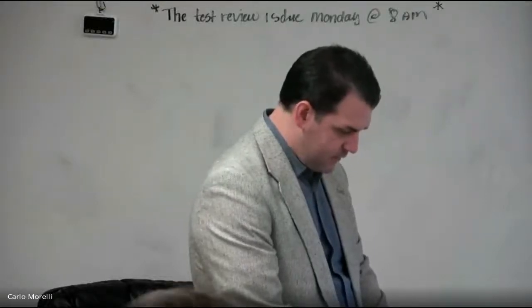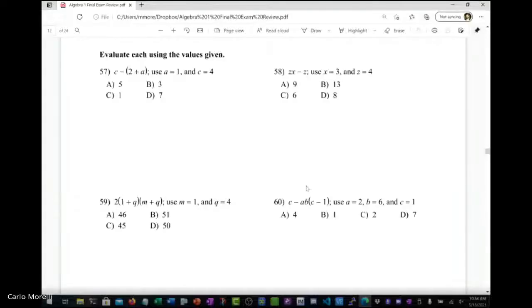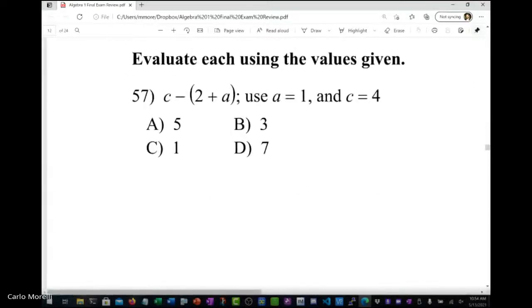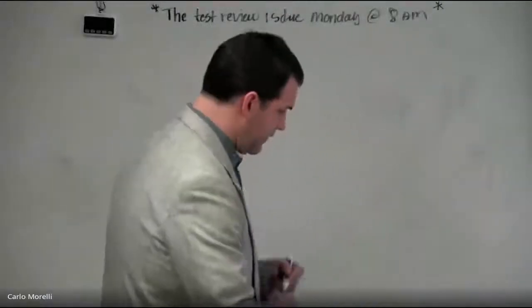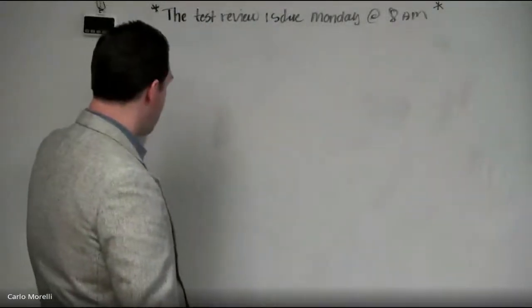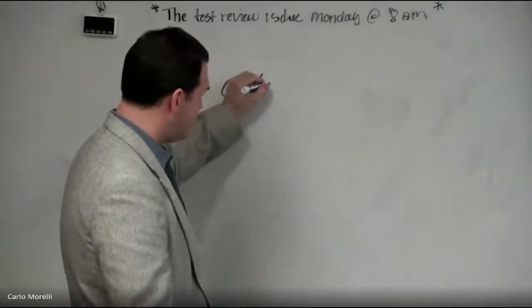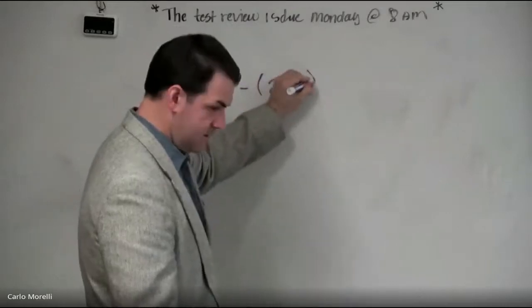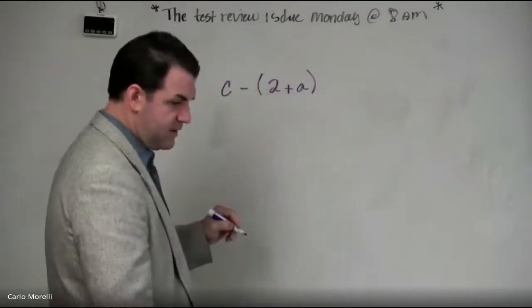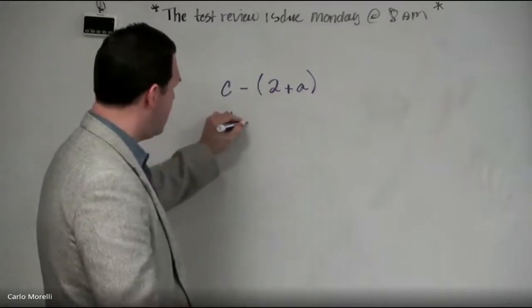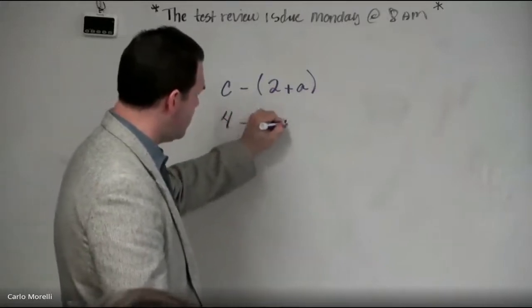All right, ladies and gentlemen, let's take a look here at number 57. These are evaluation problems. And so we're supposed to plug in 1 everywhere there's an A and a 4 everywhere there's a C. So the way I do these problems is first I write the problem again. C minus open parentheses 2 plus A. And then I know I need A to be 1 and C to be 4. So I'm just going to write 4 minus open parentheses 2 plus 1.